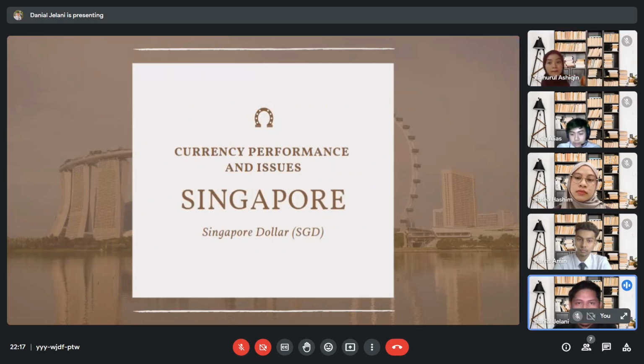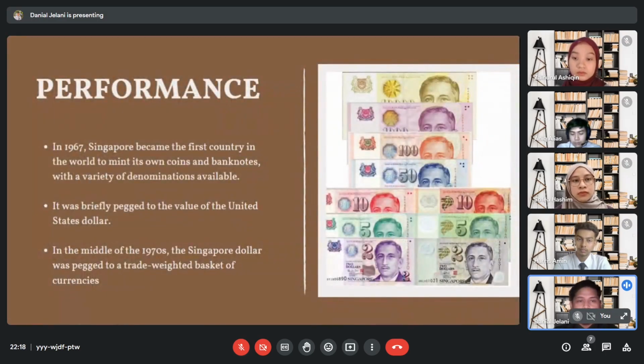Thank you, Ashikin. So let's have a look at Singapore currency performance and issues. In 1967, Singapore became the first country in the world to mint its own coins and banknotes, with a variety of denominations available. In the beginning, the Singapore dollar was pegged to the value of the British pound. After that, it was briefly pegged to the value of the United States dollar. Finally, in the middle of the 1970s, the Singapore dollar was pegged to a trade weighted basket of currencies to keep inflation under control and to maximize the value of Singapore's exports.